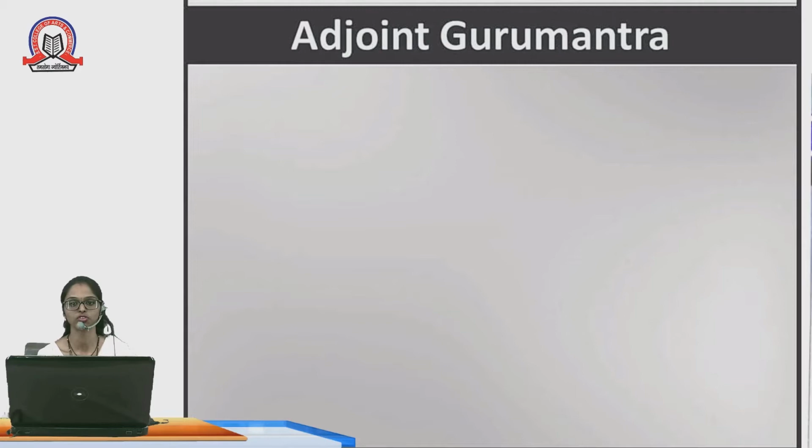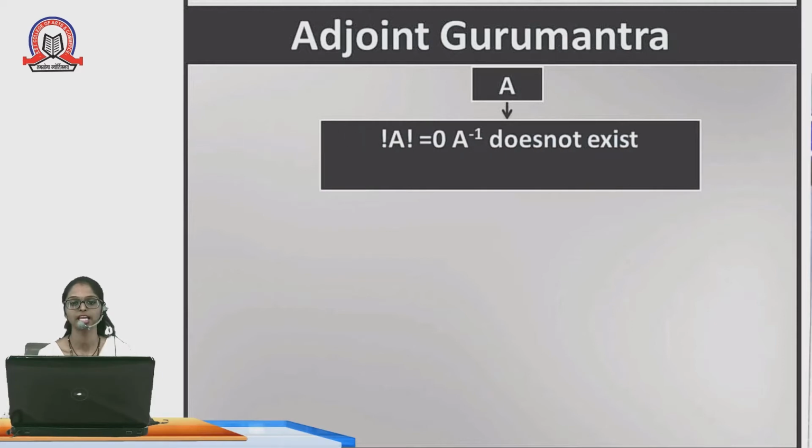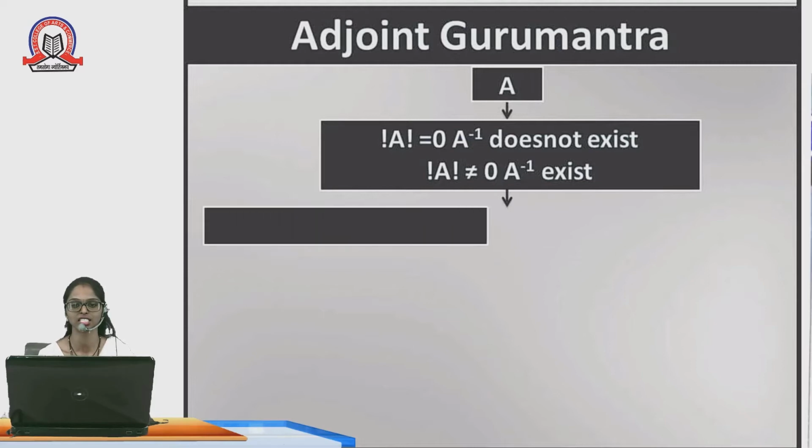Now the adjoint method. What is adjoint of a matrix? First write the given matrix as matrix A, then find its determinant. If the determinant of A is equal to 0, then A inverse does not exist, which means it is a singular matrix. If the determinant is not equal to 0, then A inverse exists.